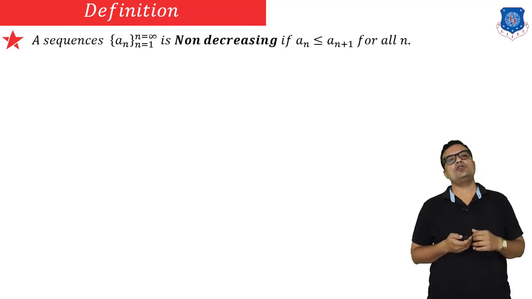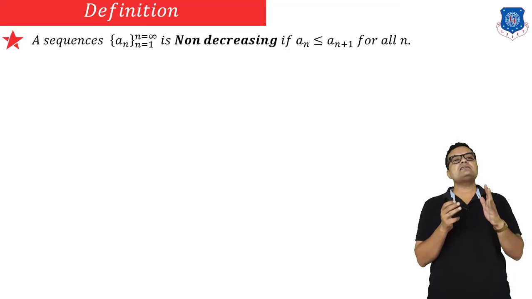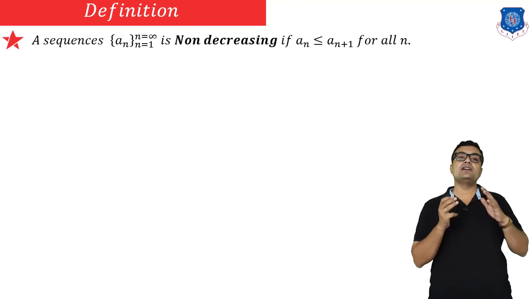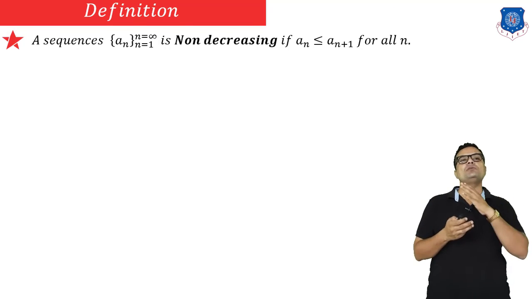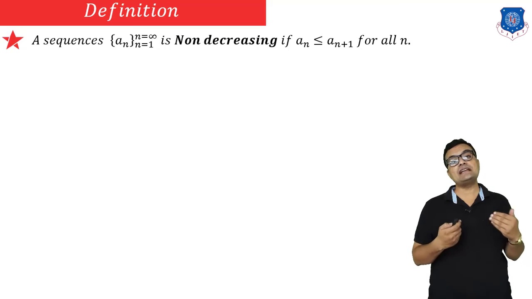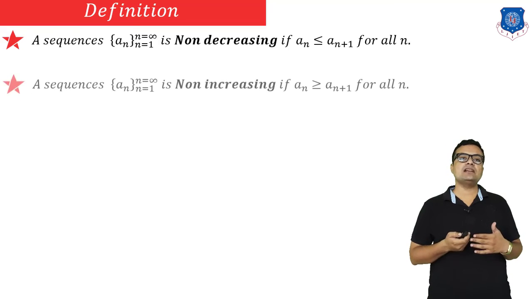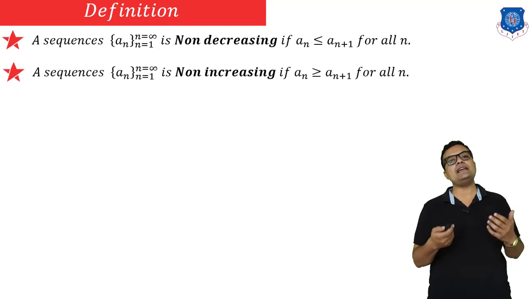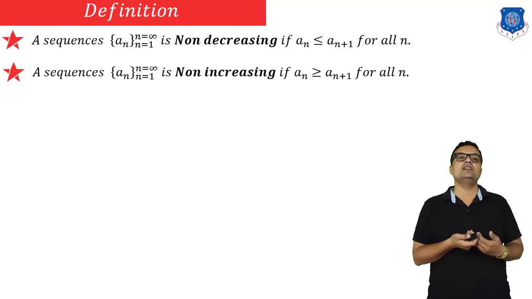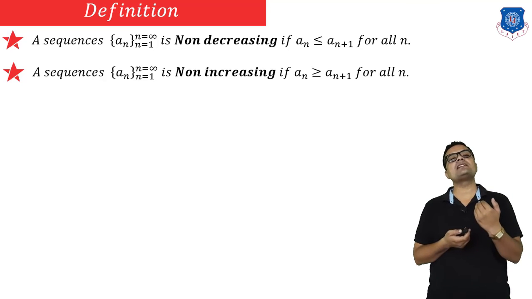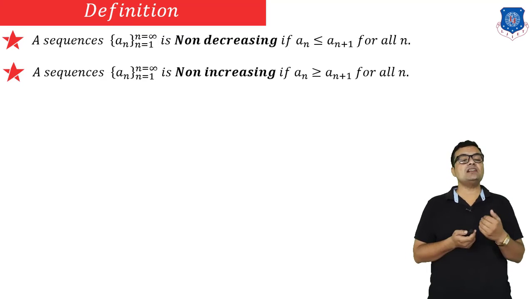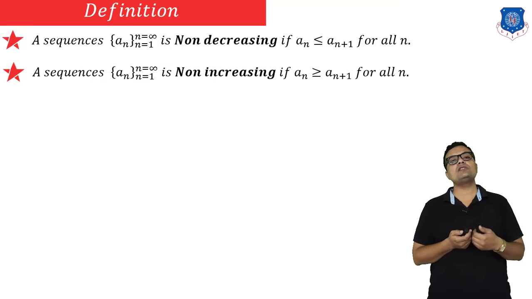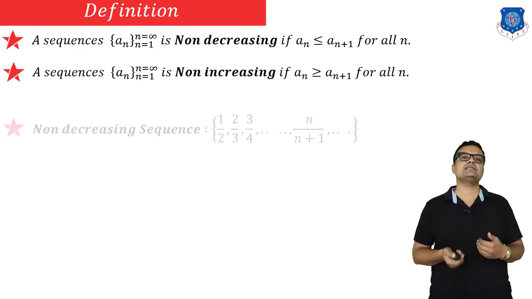What do we mean by a non-decreasing sequence? If I consider a sequence an, and if an remains less than or equal to an plus 1 for all n right from its initial value, that means it is a non-decreasing sequence. Similarly, if I consider a non-increasing sequence, then an is always greater than or equal to an plus 1. That means if all upcoming values are remaining greater than or equal to the previous value, obviously the sequence is known as non-decreasing. Similarly, if the upcoming values are remaining less than or equal to the previous value, the sequence is non-increasing.